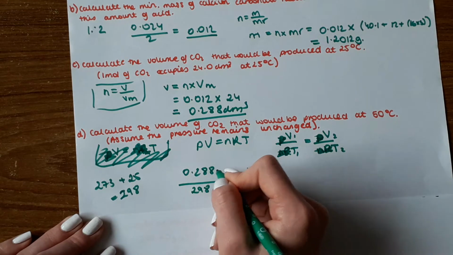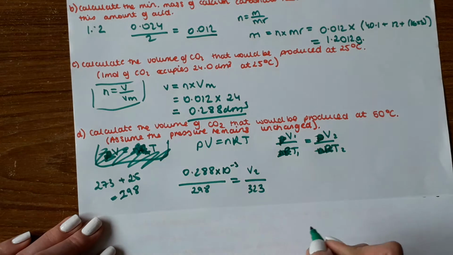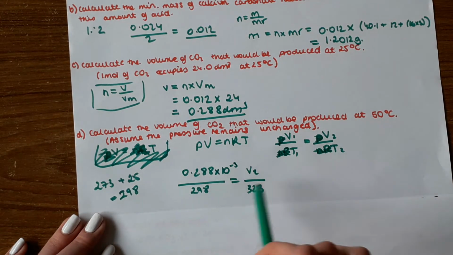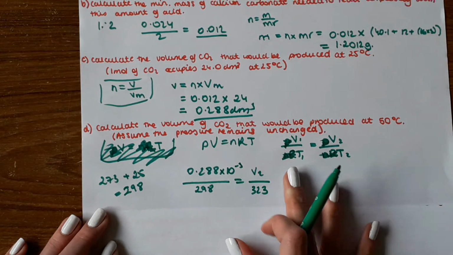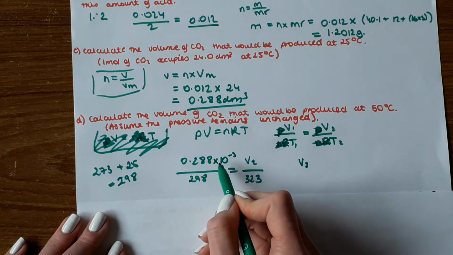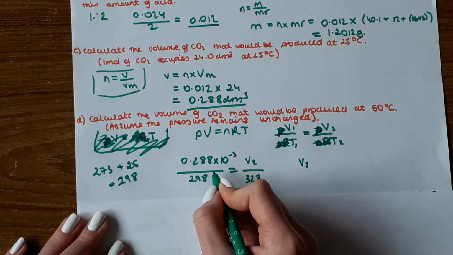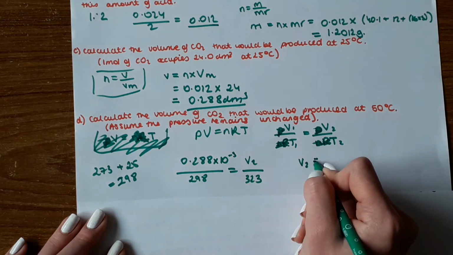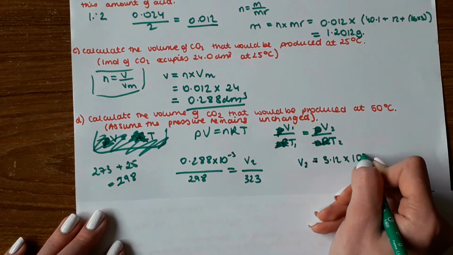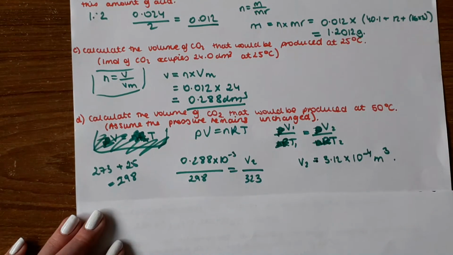It's in decimeters cubed, but for this type of equation, we need meters cubed, so we times it by 10 to the minus 3. So, when we've got all of the numbers put in, you want to find V2. You do 0.288 times 10 to the minus 3 over 298, then times 323. So V2 is 3.12 times 10 to the minus 4 meters cubed. And this is your answer.